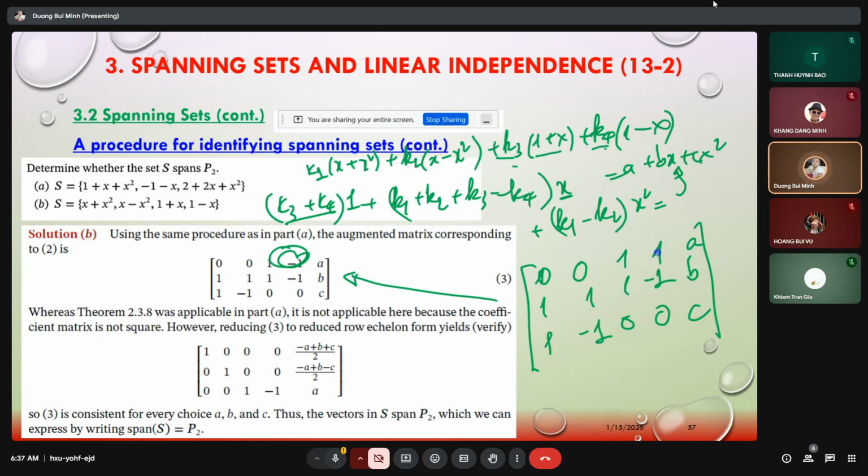For this one, we cannot calculate the determinant, right? Because this one is not a square matrix. We cannot use determinant. So we try to use Gaussian elimination or Gauss-Jordan elimination to determine K1, K2, K3, and K4, whether we have some certain values of K1, K2, K3, K4 or not. So this is your task. Try to verify for yourself.